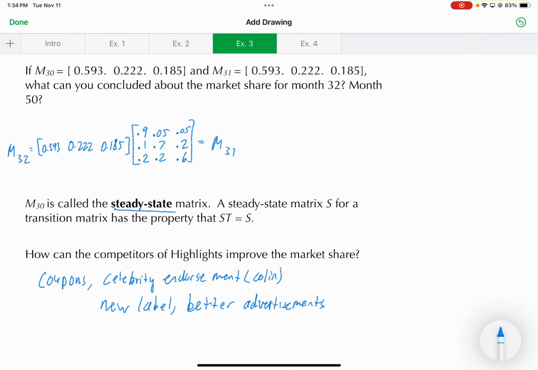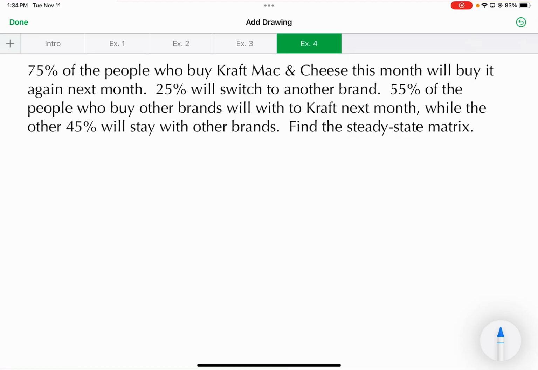So that's what we call our steady state matrix.